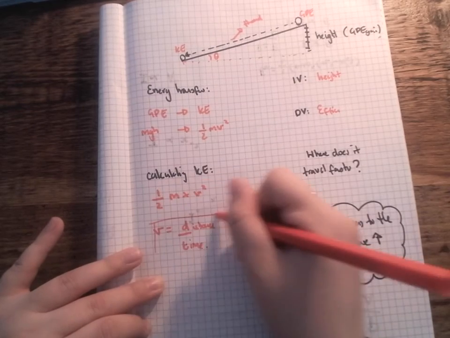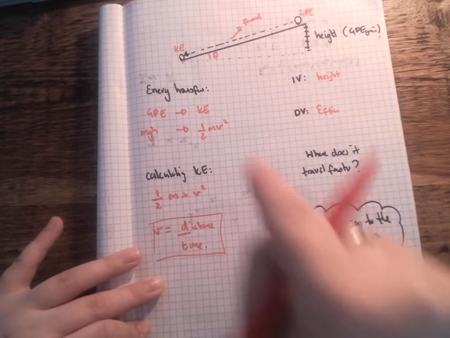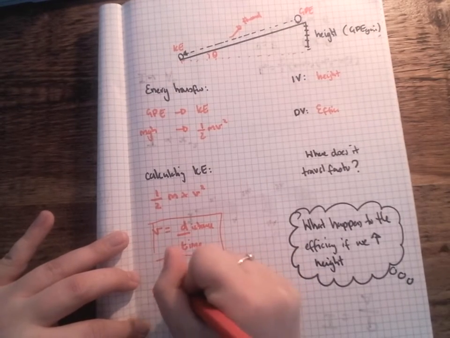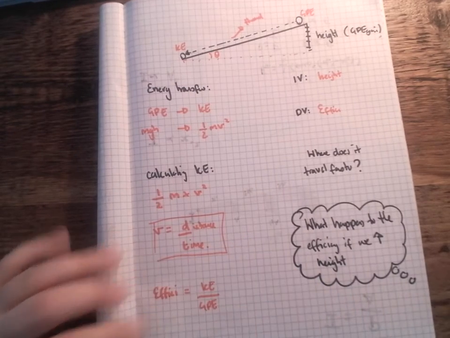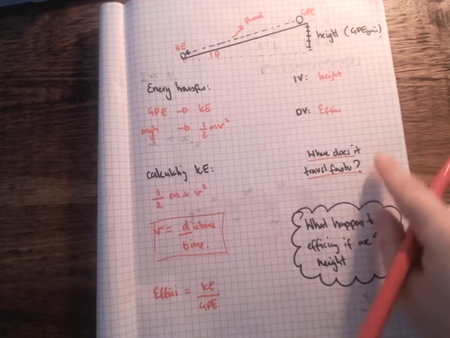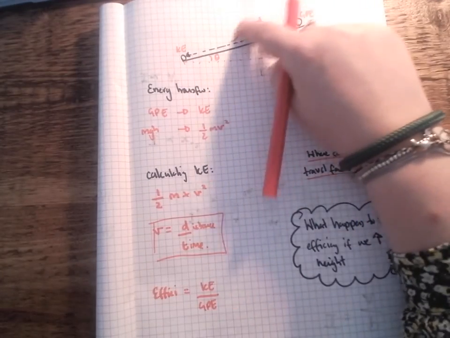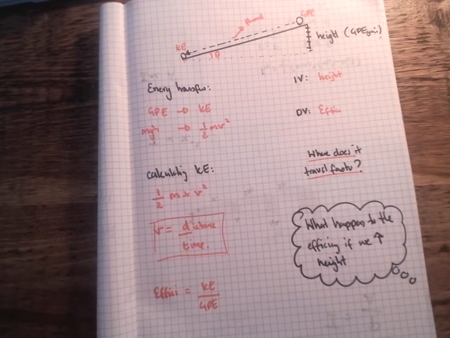So you're going to have to calculate the velocity to then be able to work out your kinetic energy, to then be able to do your efficiency, which is going to be equal to KE divided by GPE. Again, having a little think: when does it travel faster? Does it travel faster at higher heights or smaller heights? Is that going to cause it to have more wasted energy or less wasted energy? How does that affect the efficiency?